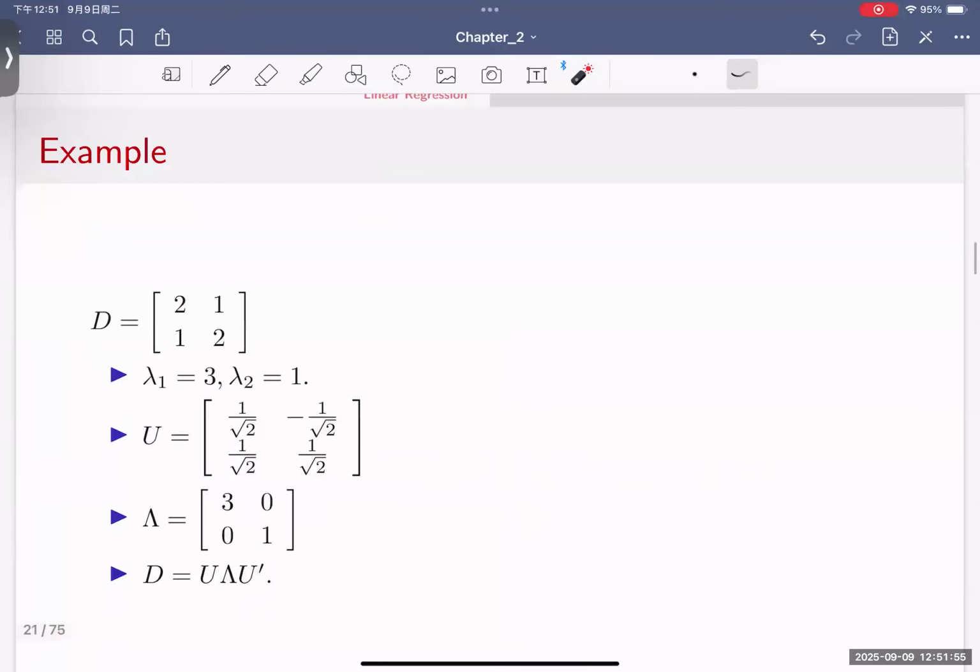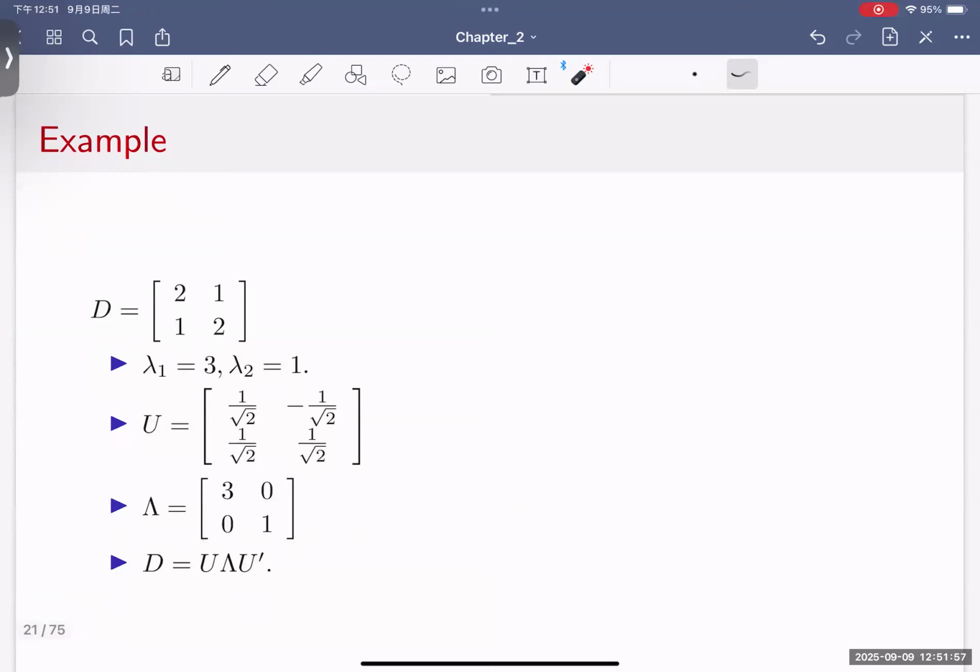Well, maybe we can just see a simple example. Here we have the matrix D, and we want to do the spectral decomposition. This spectral decomposition always holds for symmetric matrices, so we should guarantee our matrix is symmetric, which means D transpose equals D. Of course, this is true.